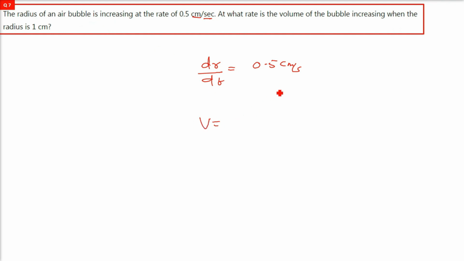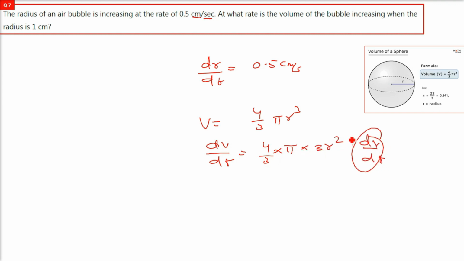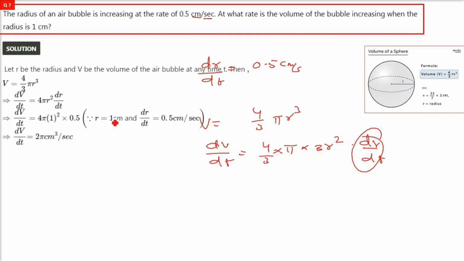Volume is what? We're talking about a bubble, which is a sphere. Volume is 4/3 pi r cube. dV by dt is going to be 4/3 pi into 3 r square, and then dr by dt. So what we have to find out? This is dV by dt we have to find out. dr by dt is already given, which is 0.5 centimeter per second.